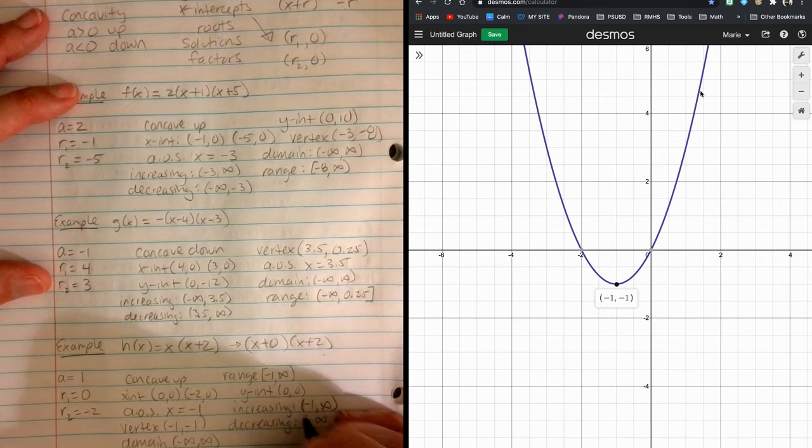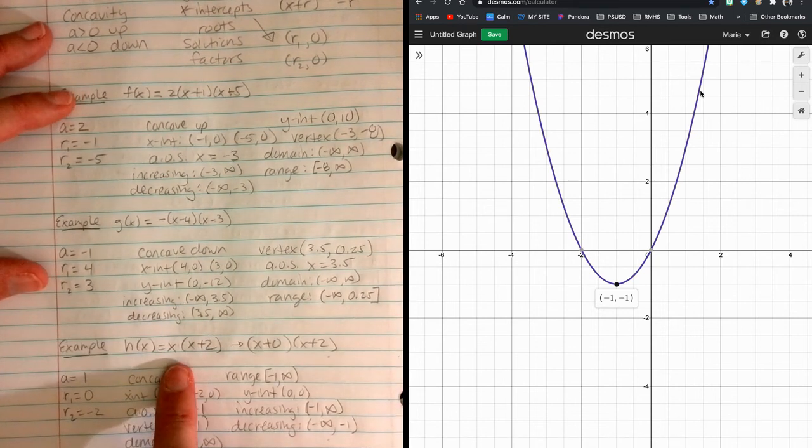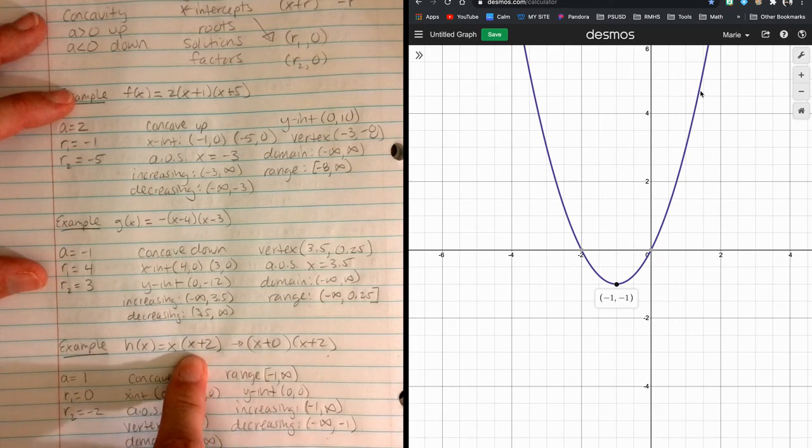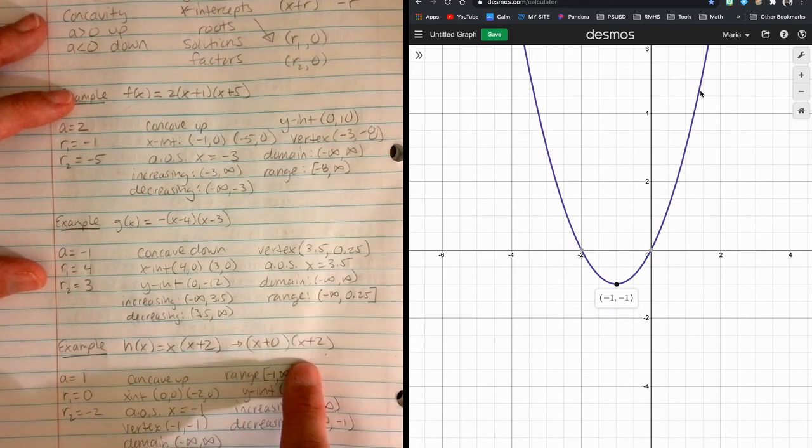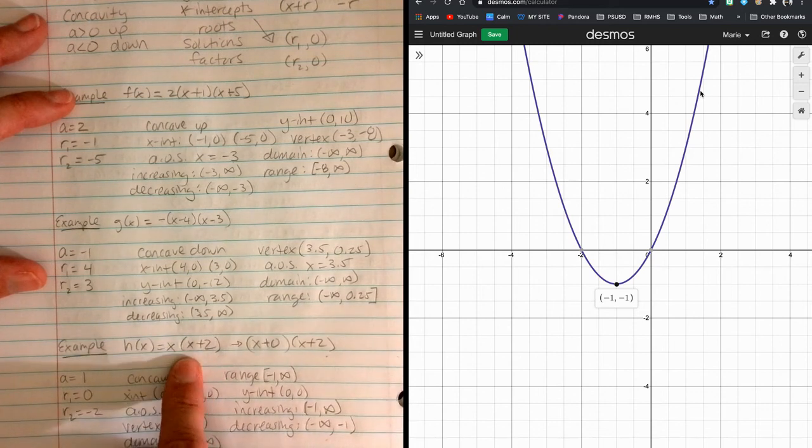So again, this was just a special case I wanted to show you based on how the function was originally given to us. So notice you can always do a rewrite like this until you get more comfortable with this form here.